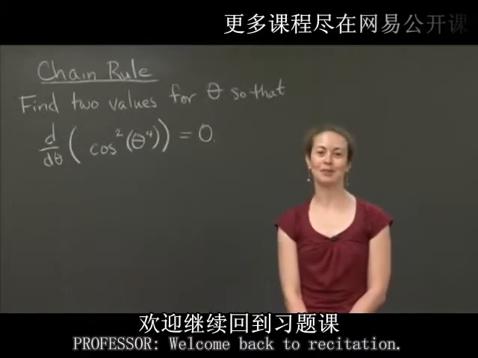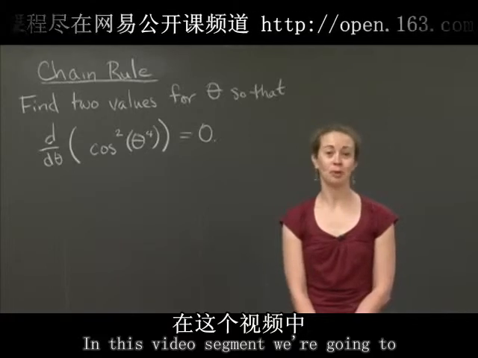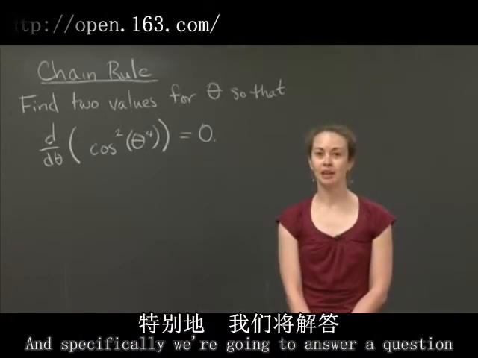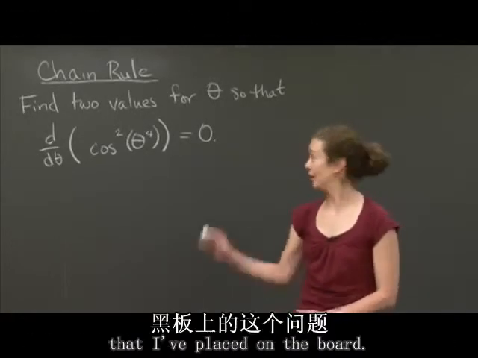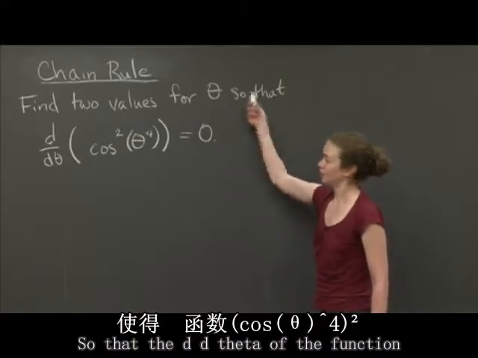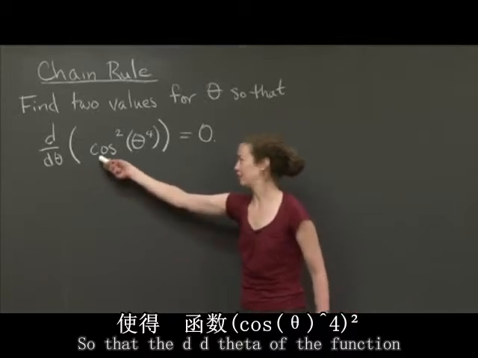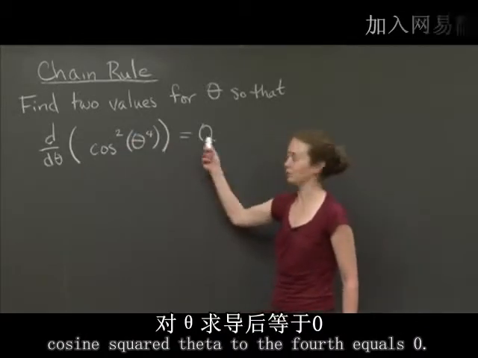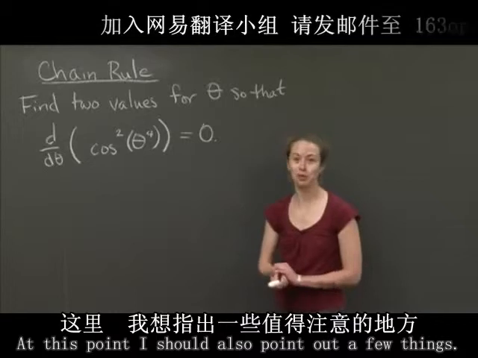Welcome back to recitation. In this video segment, we're going to look at the chain rule, and specifically, we're going to answer a question that I've placed on the board. I want you to find two values for theta so that d/d theta of the function cosine squared theta to the fourth equals 0. At this point, I should also point out a few things.